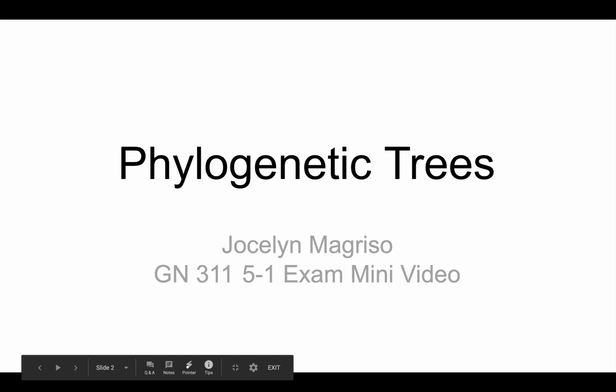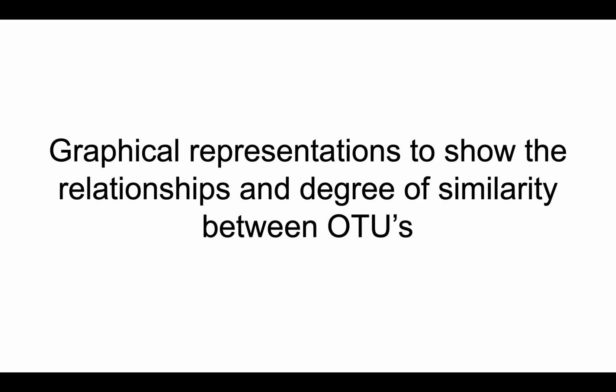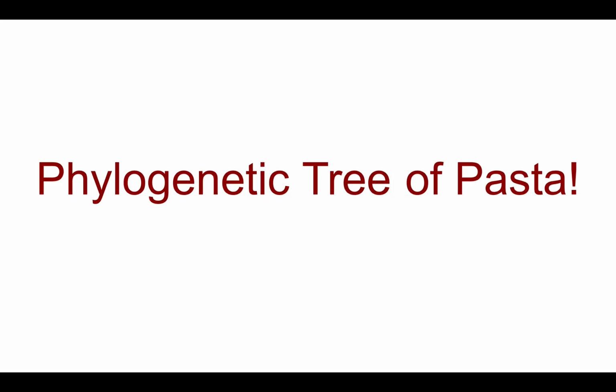Discussing phylogenetic trees, which are graphical representations to show the relationships and degree of similarity between OTUs. So I present to you the phylogenetic tree of pasta. I would like to discuss a couple terms important to keep in mind before we begin to fill in the tree. OTUs are categories that all fit together under one main category or common ancestor.